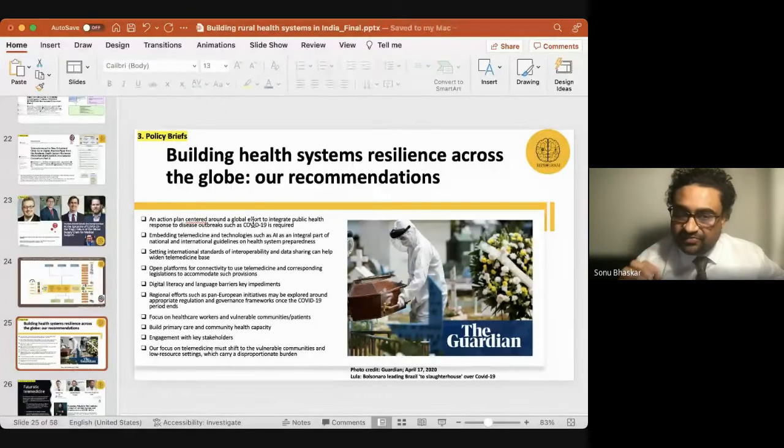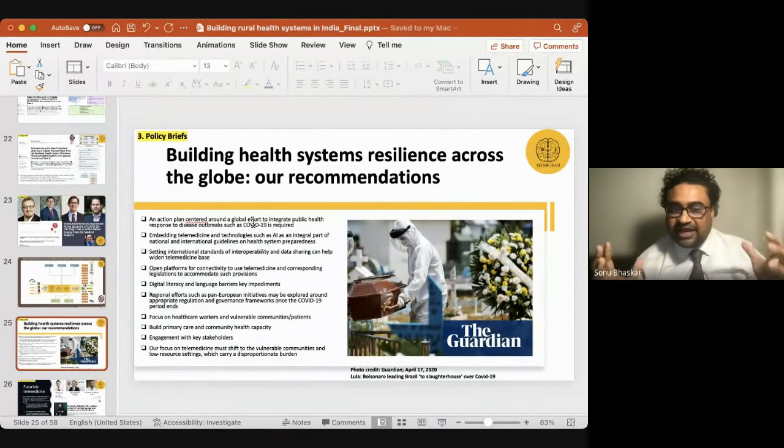Much of our recommendations centers around integrating public health response very much as a part of the COVID-19 strategy. Embedding telemedicine and technologies such as artificial intelligence will be critical to how we should shape our international and national guidelines for health systems preparedness. And most importantly, we gotta have international standards of interoperability of data sharing. All the data and the network between governments are fragmented. Even within countries, institutions don't talk to each other.